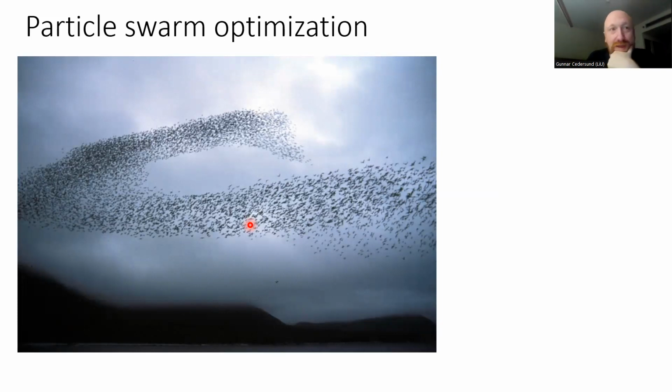So finally, let's look at something called particle swarm optimization. And this is basically based on the idea of collective intelligence. So the idea is that you have a set of particles. Here you have a flock of birds, or a murder of crows, or whatever birds it is. And the idea is that somehow these can collectively make these beautiful patterns, and the question is, can we be inspired by that to create a new optimization algorithm?